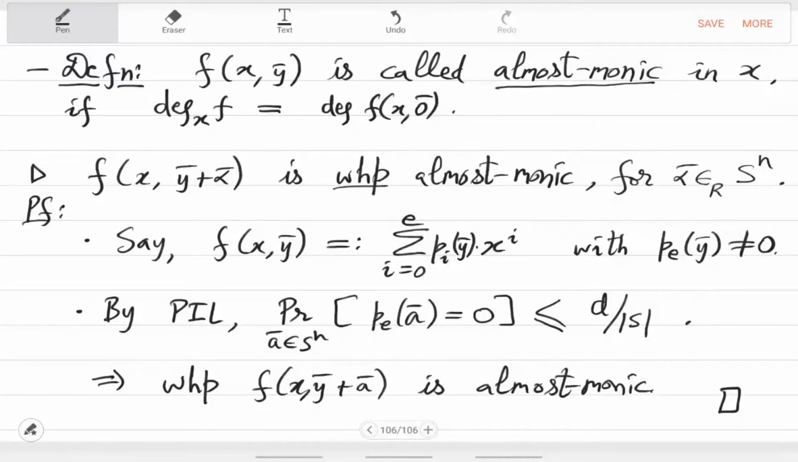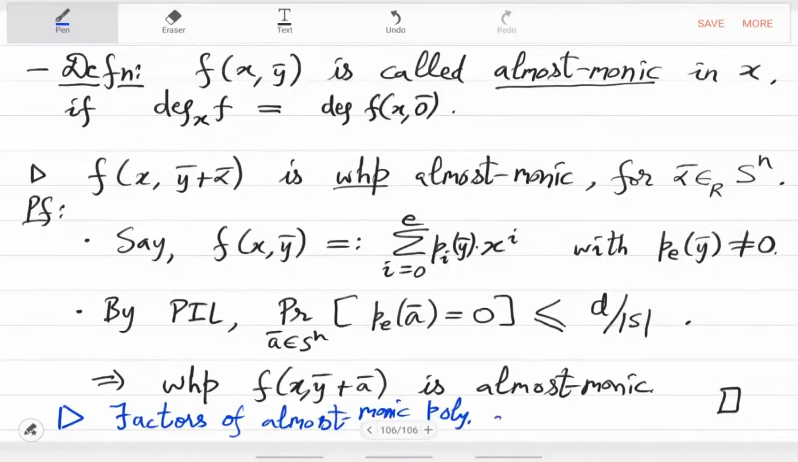You can also observe one simple thing, that factors of an almost monic polynomial are also almost monic, right? Factors of monic is monic. So this is a useful property that we will be keeping at all the steps of the algorithm, that we are only working with almost monic polynomials, and so whatever factors we are getting, they are also almost monic.